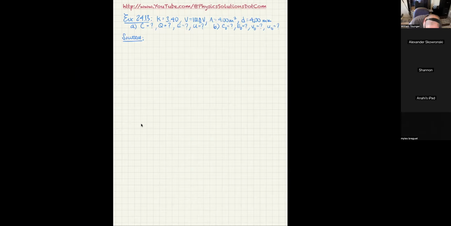So in this case, I'm going to use C is equal to epsilon 0 A over d, and that would be C0, and I'd say C is equal to K epsilon 0 A over d, which is also equal to, even though I'm not going to need it here, epsilon A over d. So that's some of the stuff we're using. We're also going to use U is equal to 1/2 CV squared.